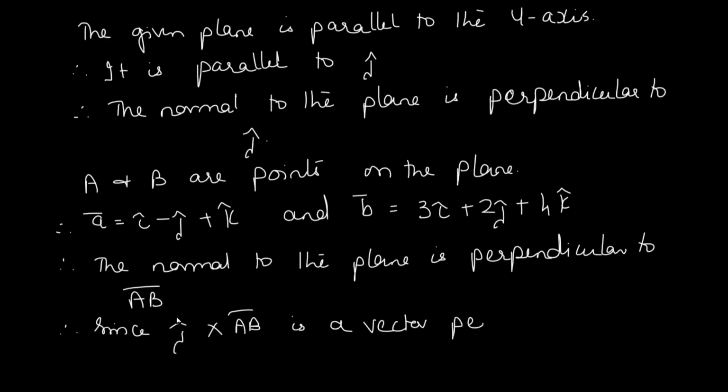Since j cross AB bar is a vector which is perpendicular to j cap and also to AB bar. See, compare these two things. The normal, first of all, is perpendicular to j cap. Similarly, the normal is also perpendicular to AB bar. Now suppose we find the cross product of j and AB bar. This would be a vector which is perpendicular to both j and AB bar. That means j cross AB bar is the normal to the given plane.